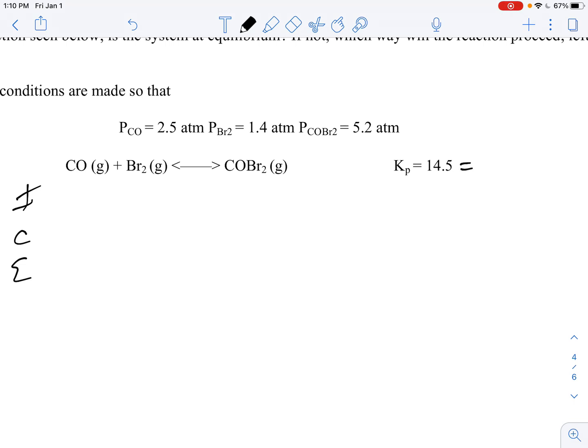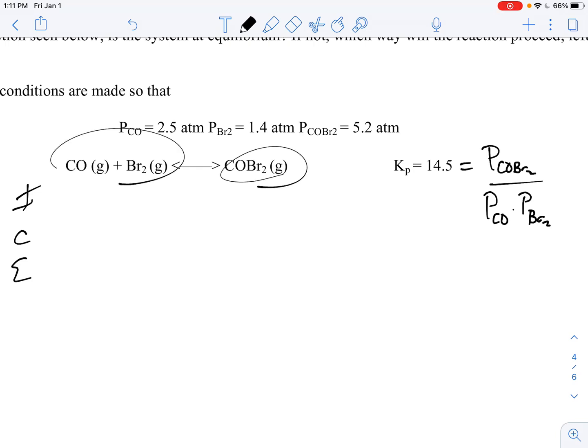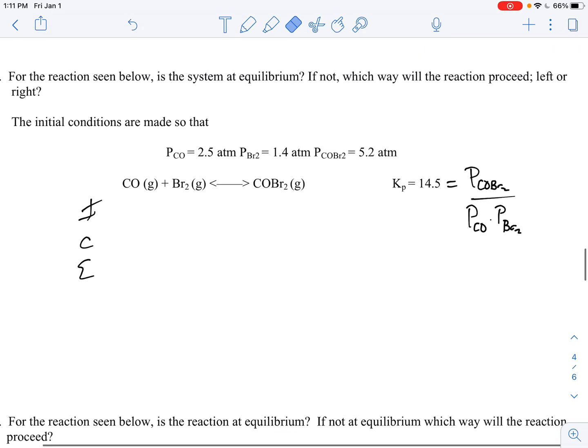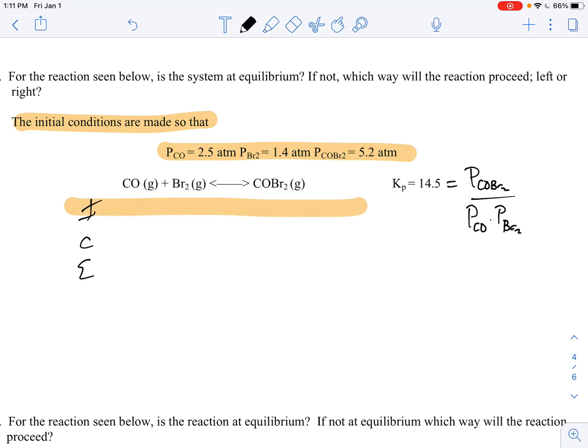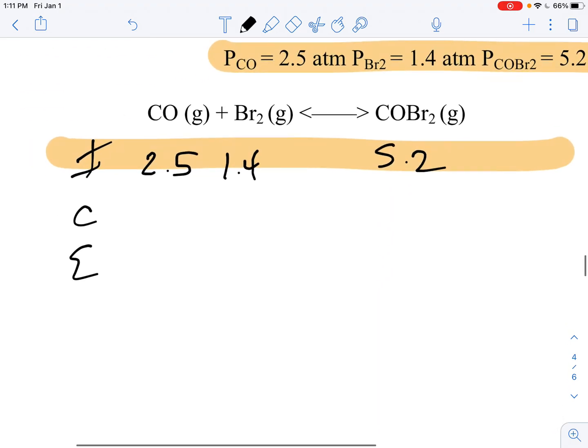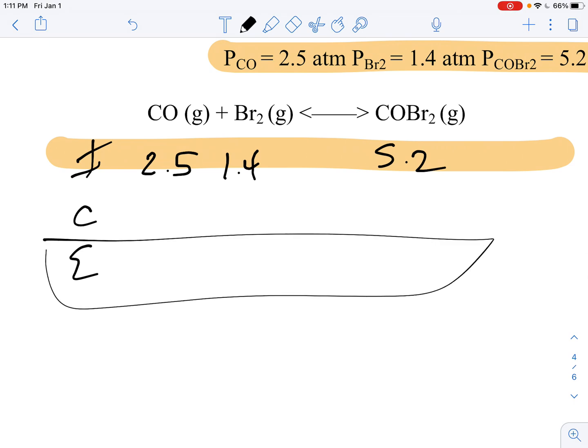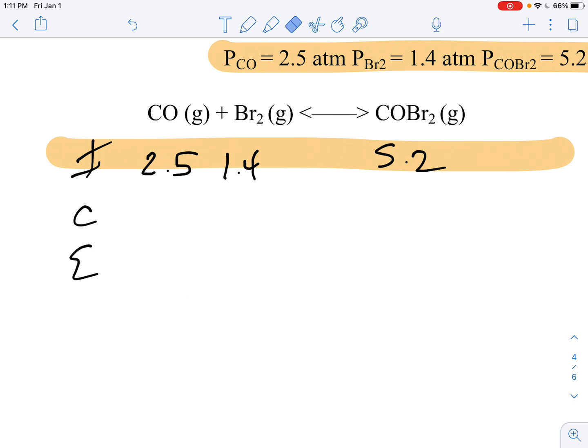We're going to start again with an I, a C, and an E here. And I know that dealing with Kp, that's going to be the pressure of the COBr2 divided by the pressure of the CO times the pressure of the Br2, products over reactants raised to their powers. Now, please note that in this problem, they gave you initial conditions. So all of these are where we're starting. So the CO looks like it's 2.5. And then the Br2 looks like it's 1.4, and this guy here is 5.2. And now they want you to figure out what's going on with these guys down here.